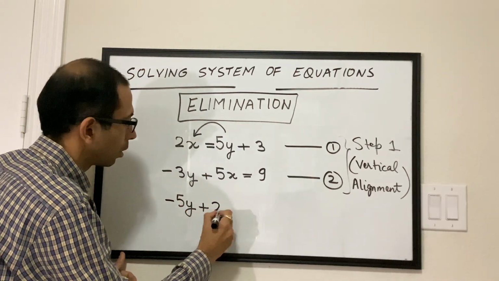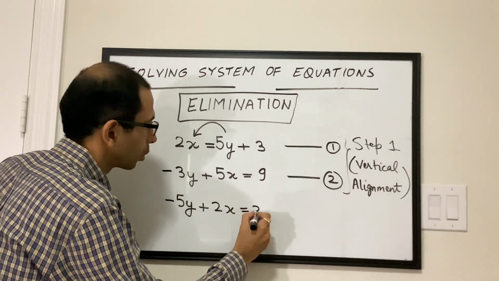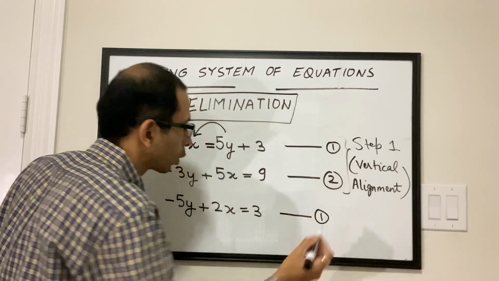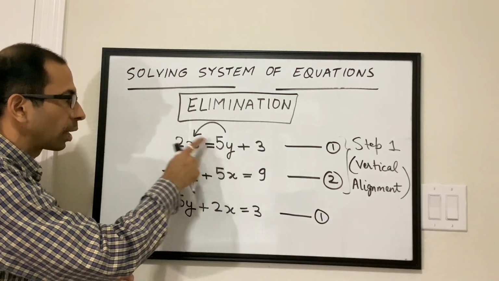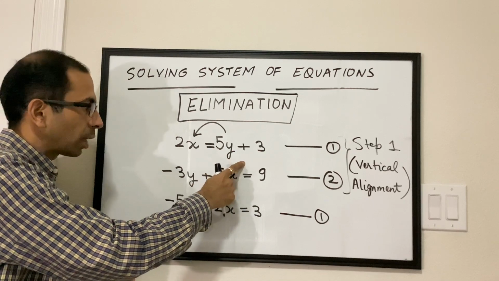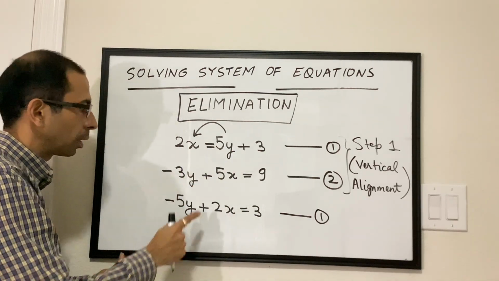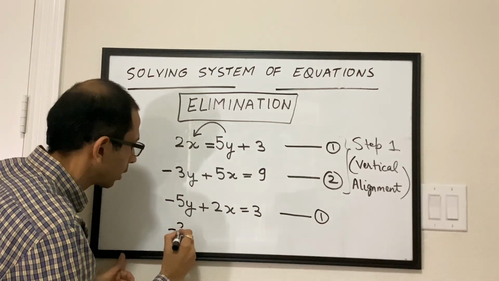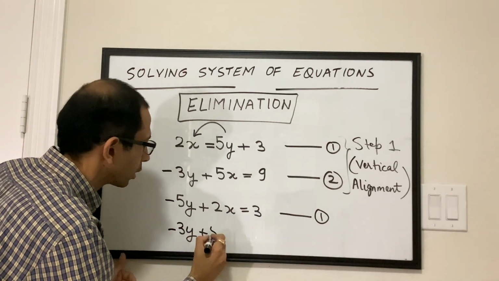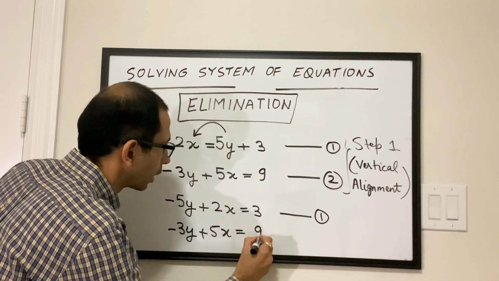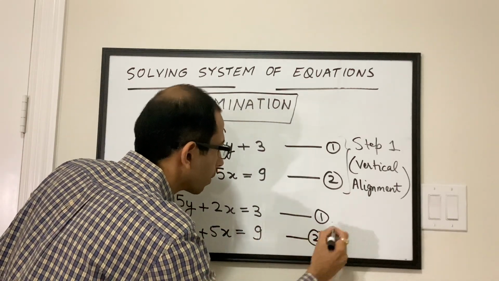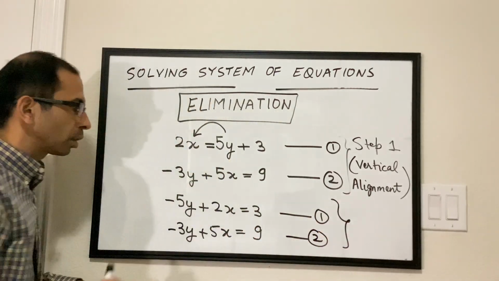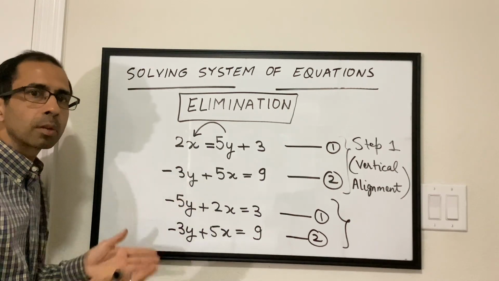Minus 5y plus 2x is equal to 3. This is our equation 1, because we moved 5y to the left side. So we did negative 5y here and negative 5y here, and this is how it looks. Equation 2 remains as is: minus 3y plus 5x is equal to 9. At this point of time, we see that our equations are vertically aligned.